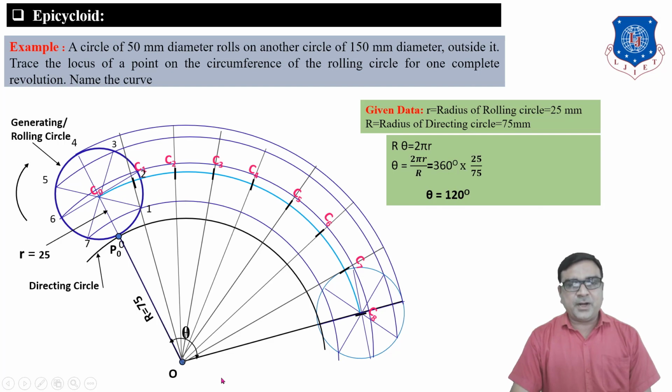Now to obtain the points of the epicycloid curve, which are the number of points of P, for that we have to take C1 as center, 25 mm radius, and draw an arc on this particular arc which is passing through 1. Then for another point, take C2 as center, 25 mm radius, and draw an arc which cuts the arc passing through 6 and 2.